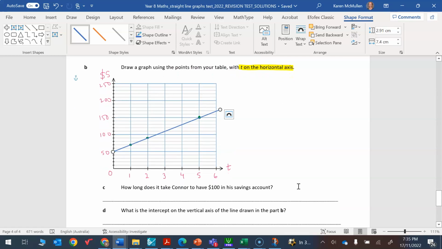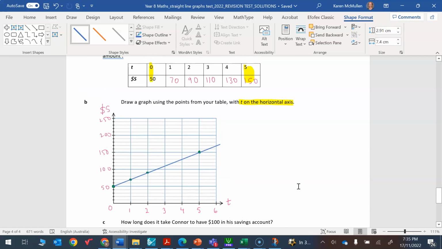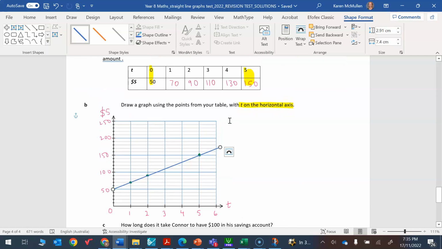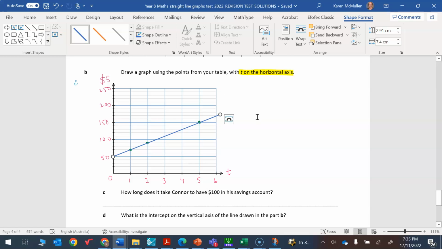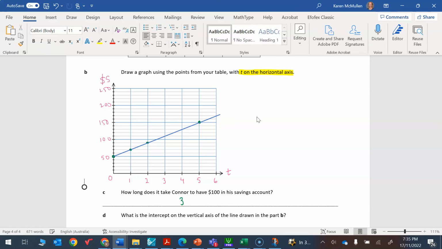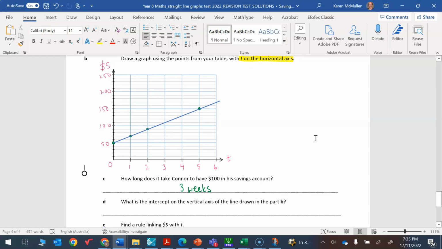All right, how long does it take Connor to have $100 in his savings account? So $100, he only gets $20 a week. So we can't say it's 2.5 weeks. If we look at this table, he's going to have to wait until the 3rd week to have $100 in his account. So we're just going to do 3 weeks. What is the intercept on the vertical axis of the line drawn in part B? So it's 50. All right, so that $50 actually means that's his starting amount.